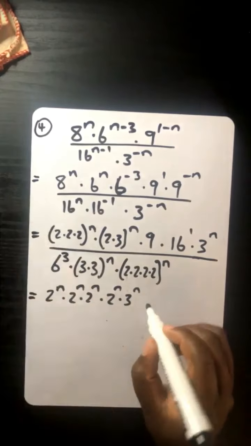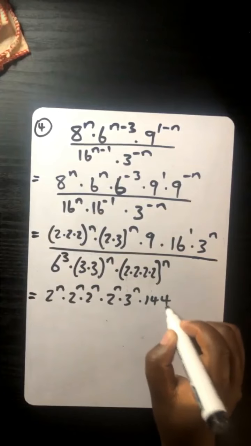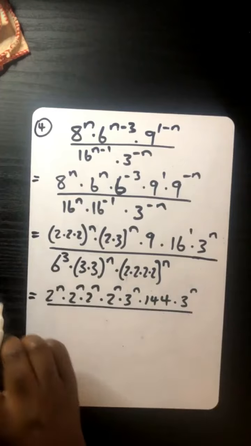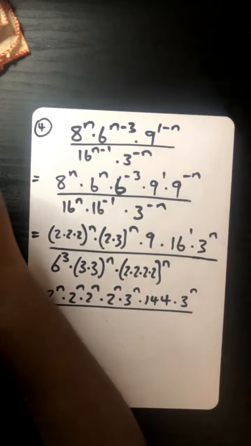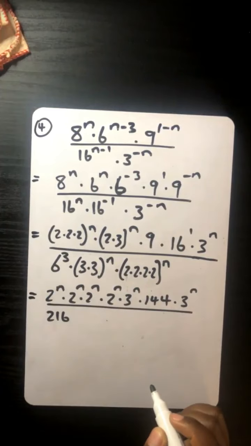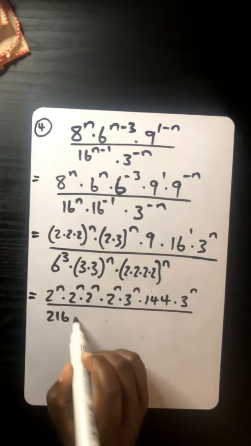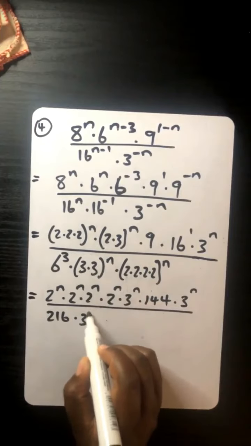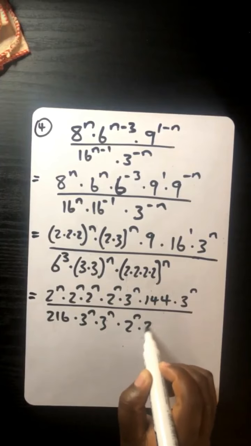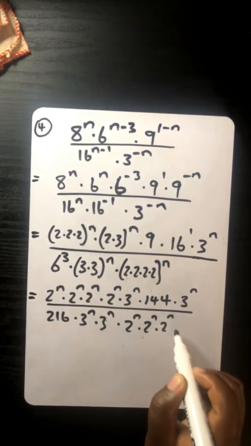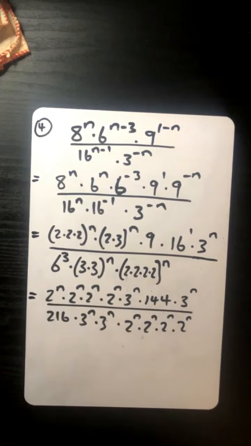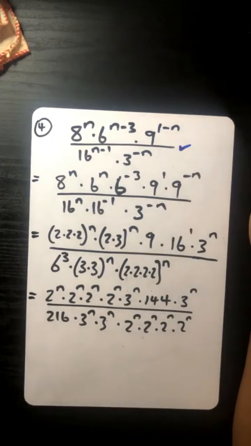And then what is 9 times 16? It's 144. 144 multiplied by 3 to the exponent that. The whole of this. What is 6 to the exponent 3? It is equal to 216. Okay, I will do this next. That to that is 3 to the exponent n, 3 to the exponent n, multiplied by 2 that, 2 that.